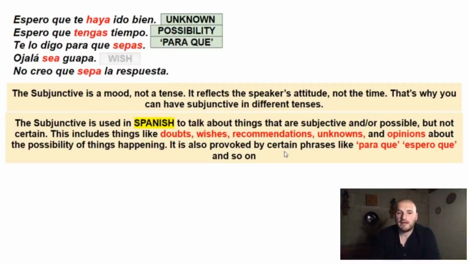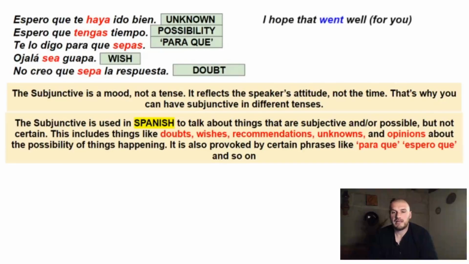"Ojalá sea guapa." Again, it's something that I'm hoping. It's a wish. It's also something that I don't know. And "no creo que sepa" is a doubt, right? So these are all examples in Spanish of why you use a subjunctive. And I think it's really important to understand in Spanish before we try and look at the English, okay?